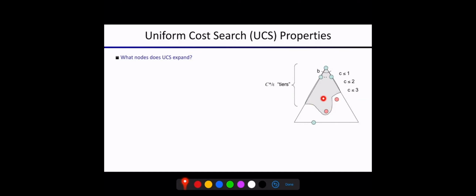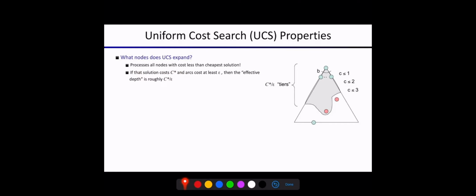It is because even if there's a longer path here, that is cheaper than the path from S to this other node. So let's say that once we discover a goal, we have explored so many contours. How many contours do we explore? Imagine that the whole solution has a cost, because we know the cost of the solution, and it has a cost that we call C star.